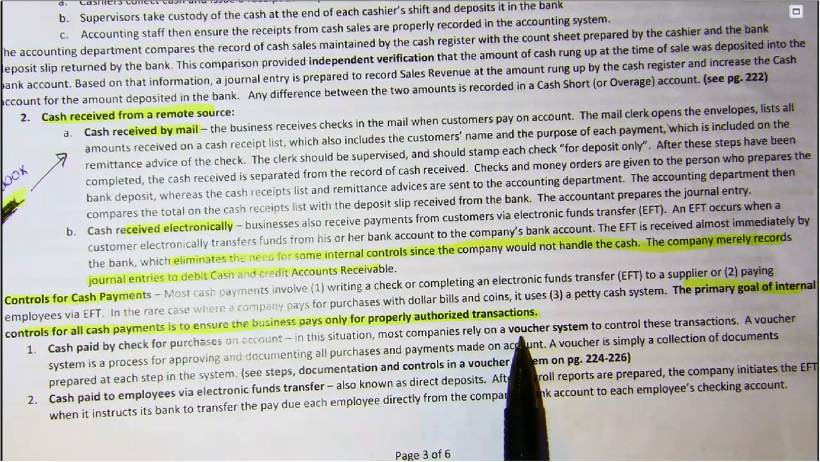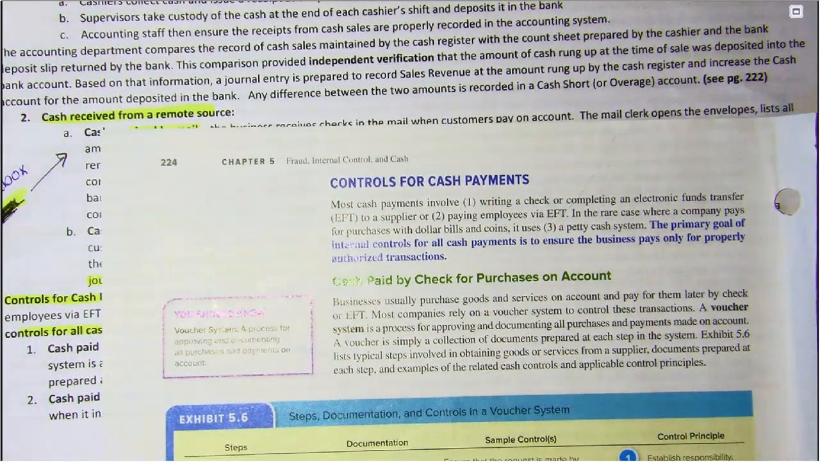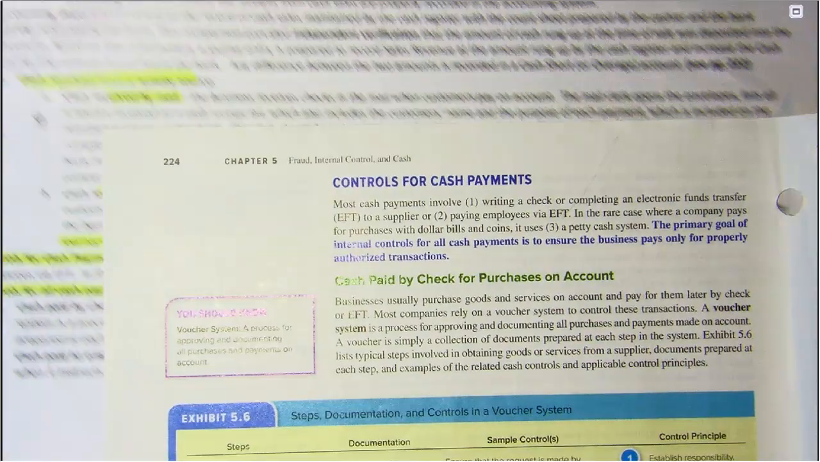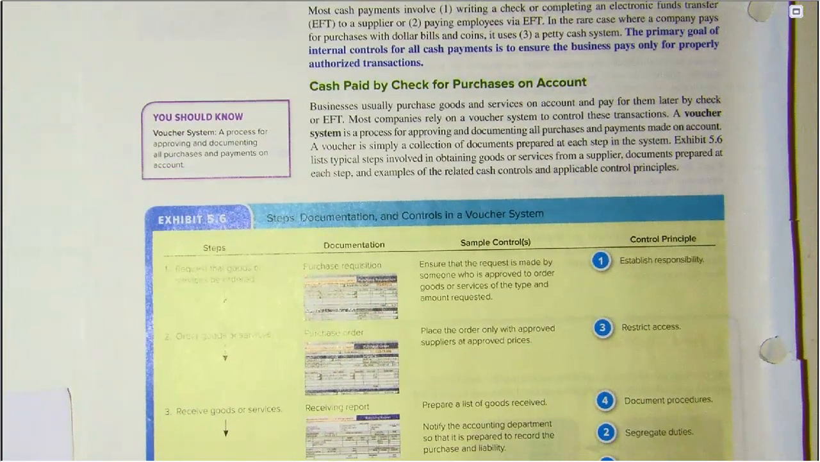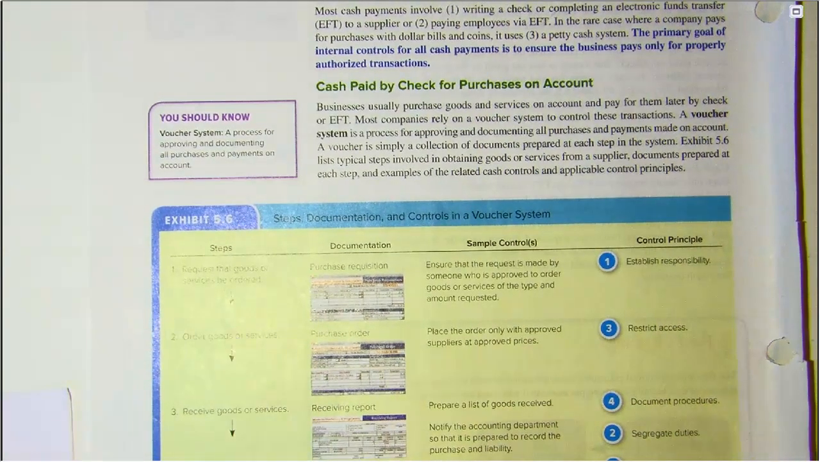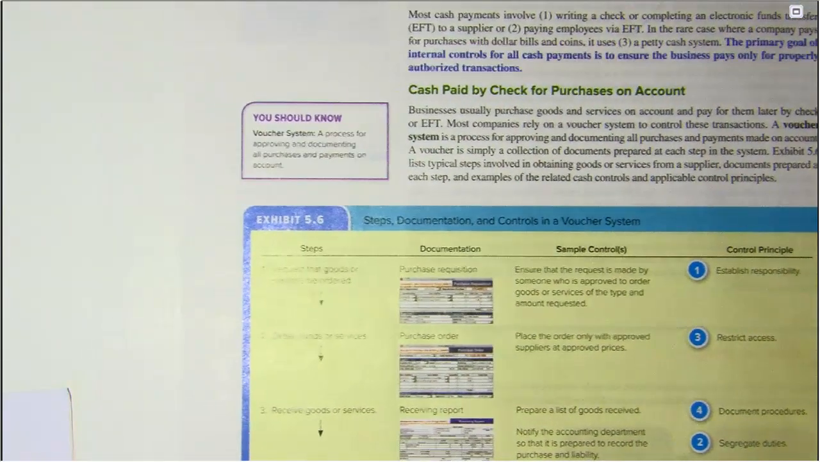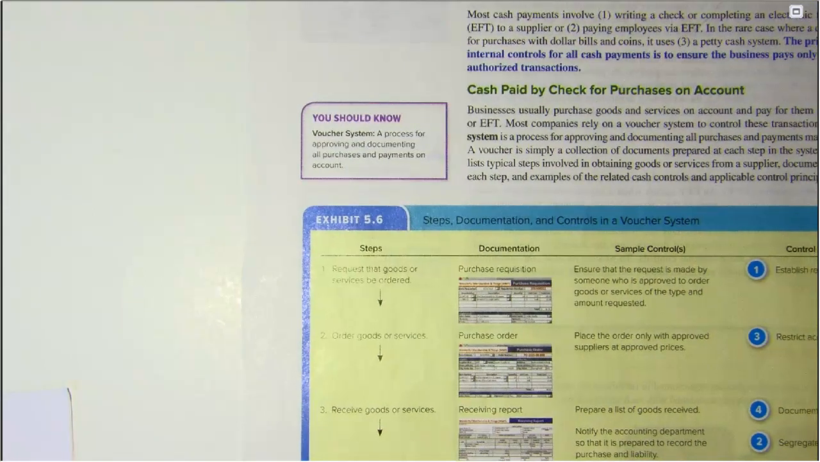Most often, a voucher system is used. And a voucher system is simply a set of approvals to make sure that you aren't paying for things that you shouldn't be paying for. Now I'm going to again take a page out of the textbook. This is page 224. I like this because it describes the step, the document, and then the control procedure. And again, I apologize for the bit of reflection that you see. So I'm going to have to move this back and forth so you'll be able to see everything here.